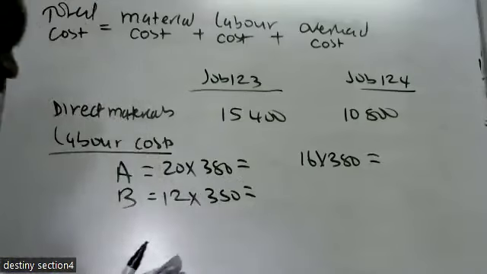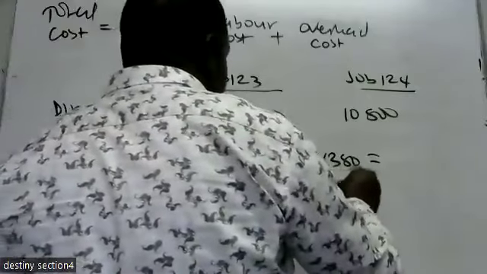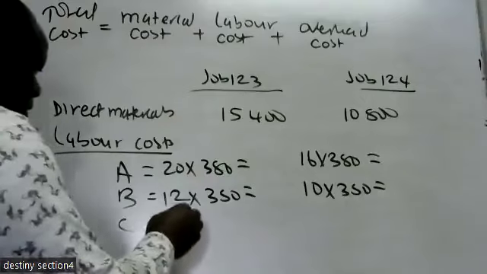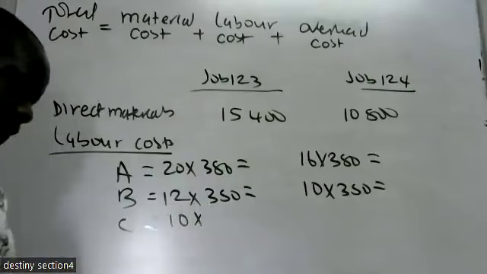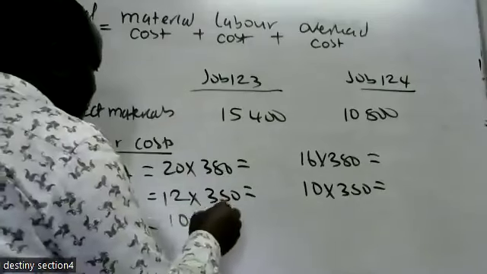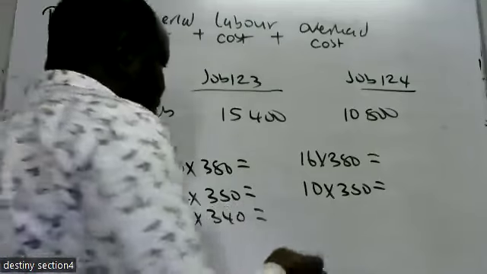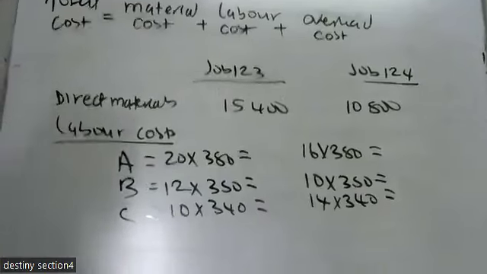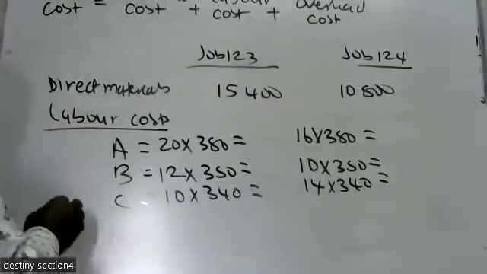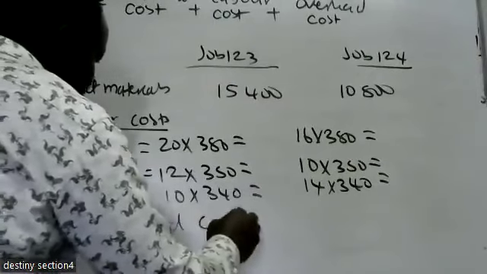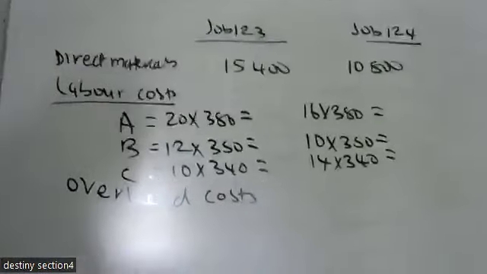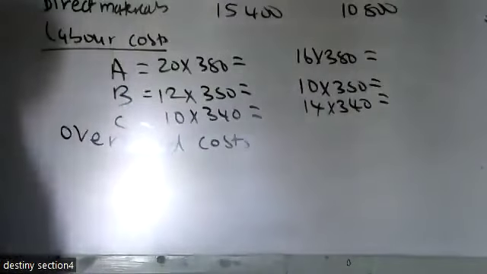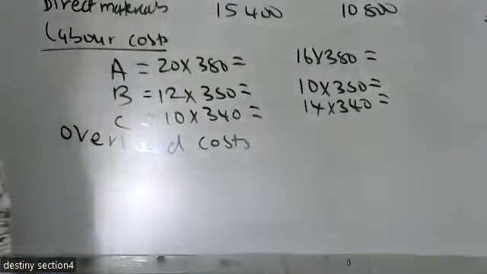So this one may be 10. Then C, which is 10, multiplied by 1.3. So apart from the labor, you also factor in overheads. Apart from the labor, there is also the overhead cost. Factor in the overhead cost.